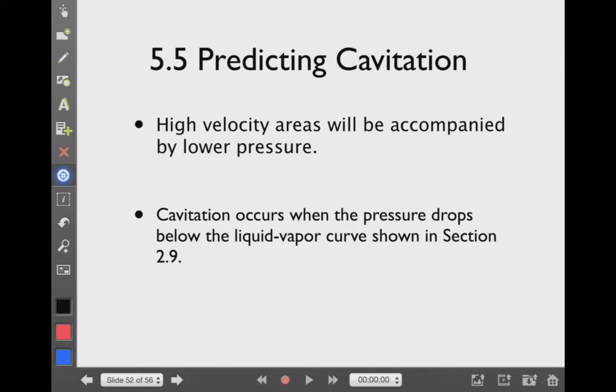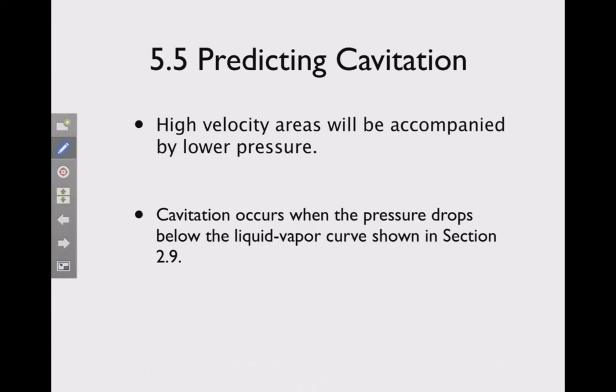So let's take a quick look at Bernoulli's equation, and I'm going to show you this in a minute. Bernoulli's equation tells us that where we have high velocity areas, this is going to be accompanied by low pressure. So let's just take a simple situation where we have a flow. I'll just draw it here, that necks down, say it's a pipe.